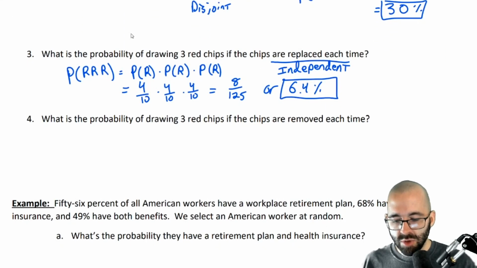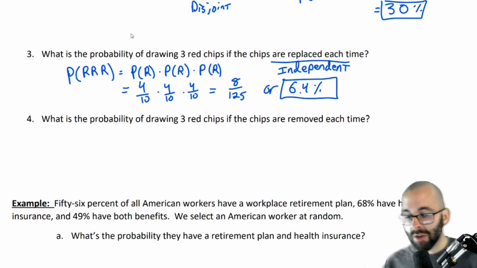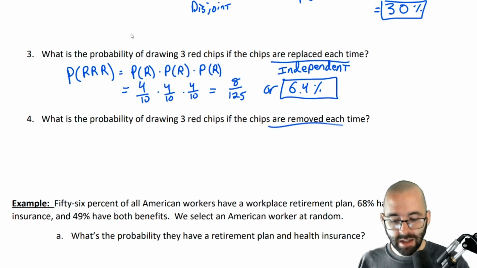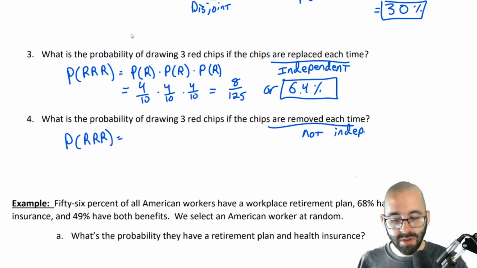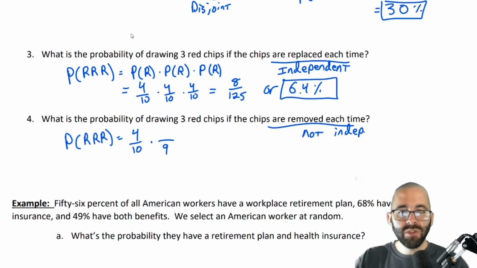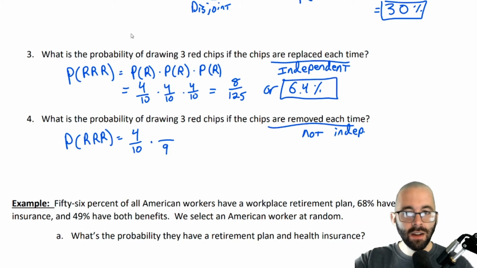What's the probability of drawing 3 red chips if the chips are removed each time? These are not independent anymore. Well, now, so the first one is still normal. The first one is still a 4 out of 10 chance. But for the second chip, there's not 10 chips anymore. There's only 9 chips remaining. And we've taken out a red chip already, right?